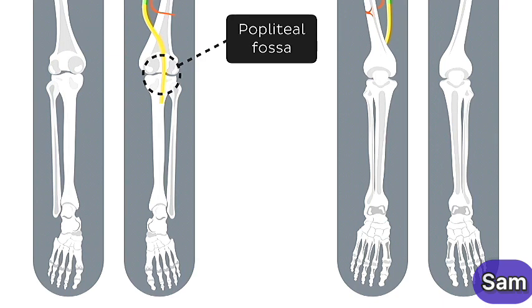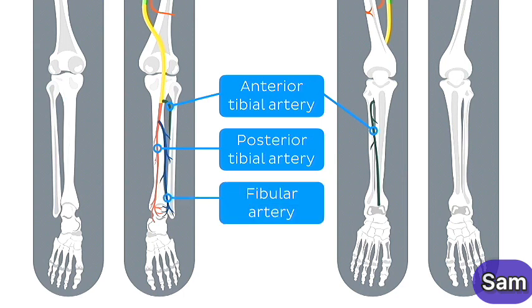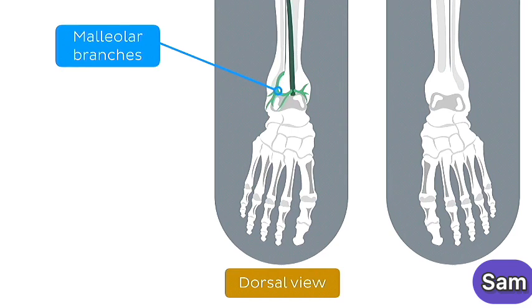Moving from the knee to the leg, we met the anterior and posterior tibial arteries. The popliteal artery bifurcates at the inferior popliteal fossa into the anterior and posterior tibial arteries. The anterior tibial artery curves around to the anterior leg and supplies this region, while the posterior tibial artery supplies the posterior leg. The posterior tibial artery gives off the fibular artery, which supplies the posterior and lateral aspects of the leg. As the anterior tibial artery travels down the leg, it gives off small malleolar branches at the ankle. These arteries supply the ankle region.